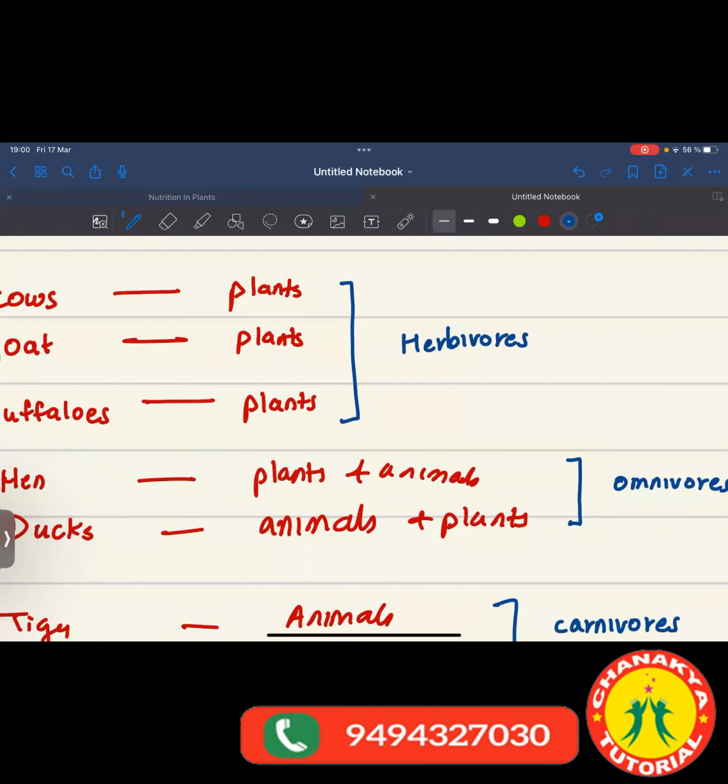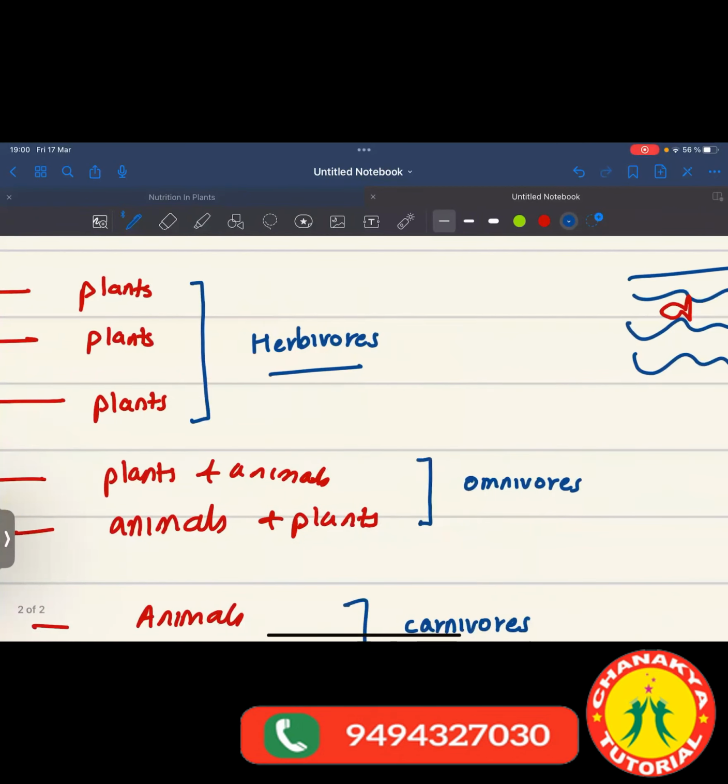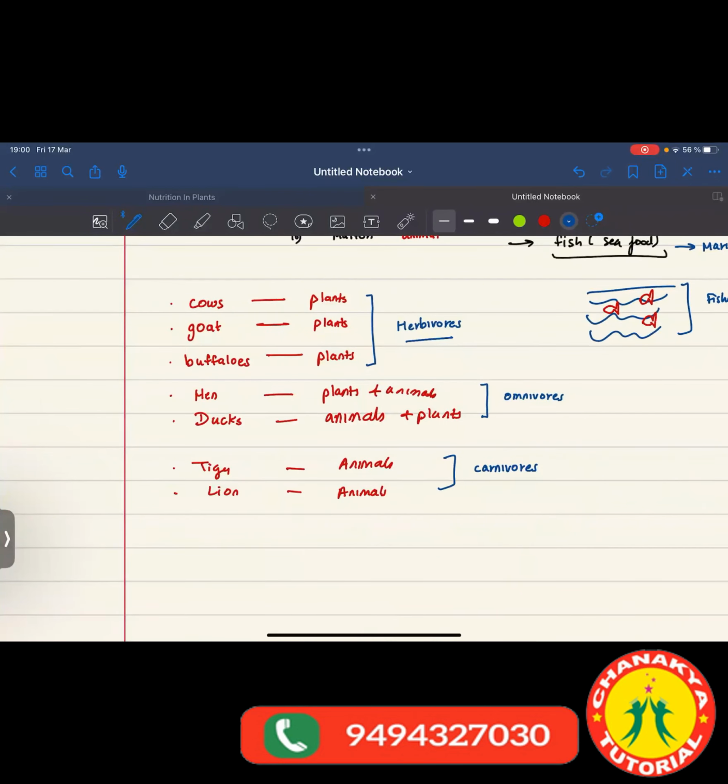All right. These are the important classifications of animals based on what they eat.